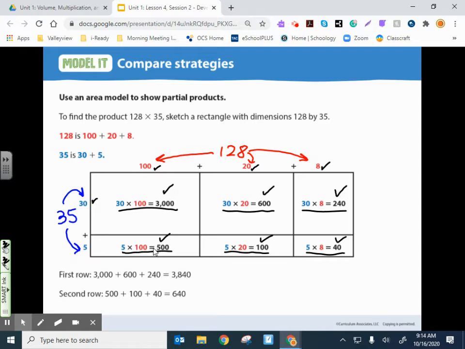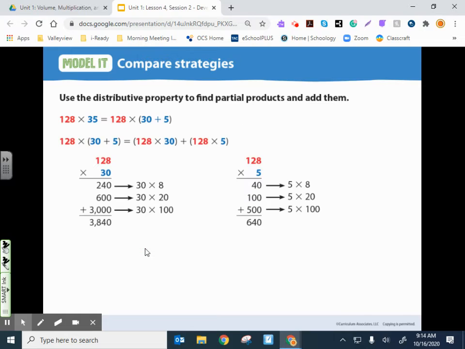You're already probably thinking it's so much faster to do it the standard way. Absolutely. But this is a way that you can break down the question visually. So this just gives you some theory. Down below on the same page, this uses the distributive property to find the partial products and add them. So this is another possible way to find the answer, but not the ideal way. But this is something we'll practice a little bit today in our notes.